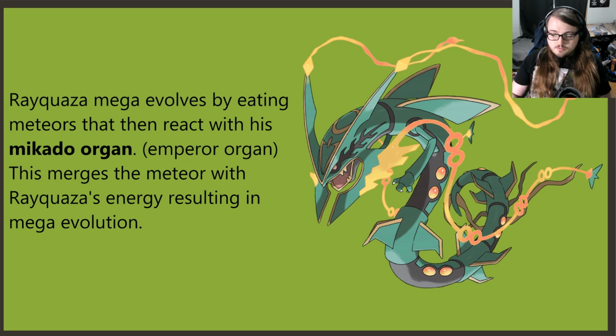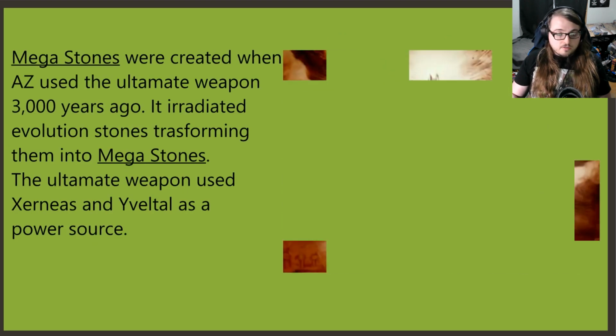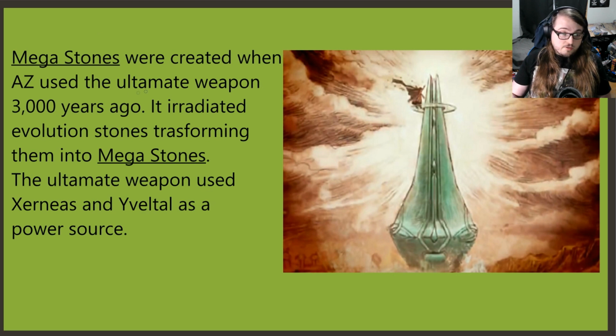Alright, let's jump to the Kalos region right here. So Mega Stones were created when AZ used the ultimate weapon 3,000 years ago, it irradiated evolution stones, transforming them into Mega Stones. The ultimate weapon used Xerneas and Yveltal as a power source. So that's how the Mega Stones were created in Kalos. So obviously we have two conflicting things here. One was created from the ultimate weapon, and Rayquaza, he ate meteors.